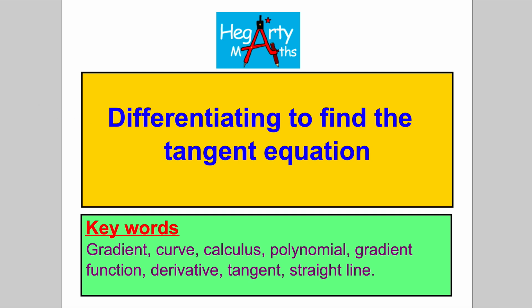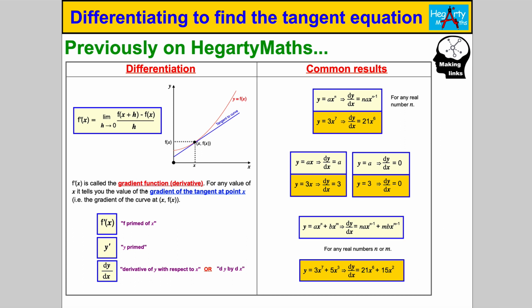In this lesson we are differentiating to find the tangent equation. We have done lots of work on differentiation and how to apply the basic differentiation of polynomials. A key point to remind you of is what differentiation does for us. Differentiation can tell us the value of the gradient at a point on a curve, but that is also equal to the gradient of the tangent to the curve through that point. That's going to be important in what we're doing now.